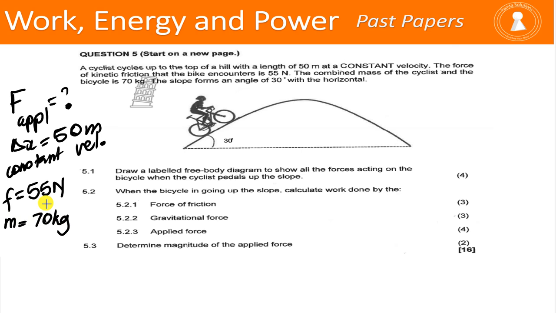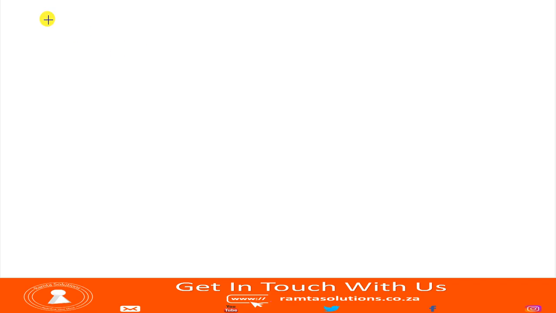5.1. Draw a labeled free body diagram to show all the forces acting on the bicycle when the cyclist pedals up. Remember, guys, pedals up tells you he's applying some force, a forward force to be precise. So, 5.1, your free body diagram will look like this.